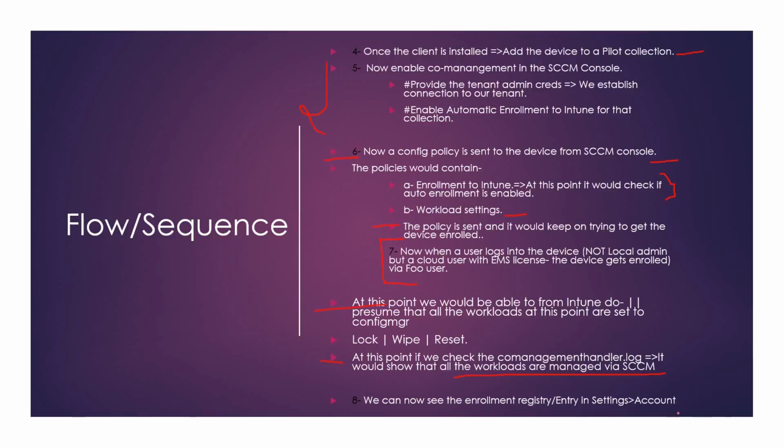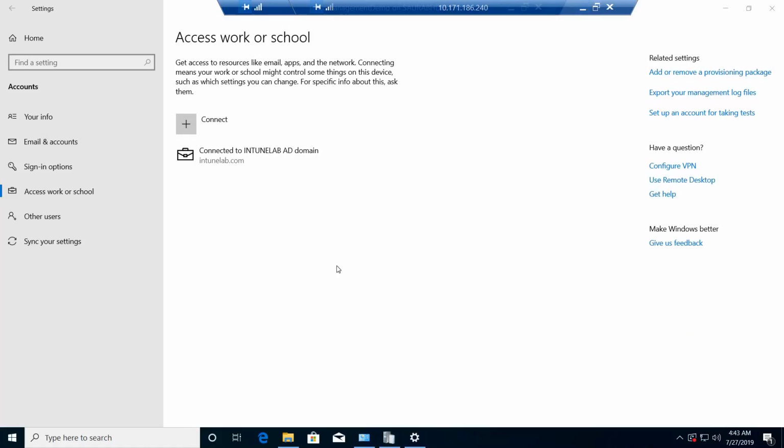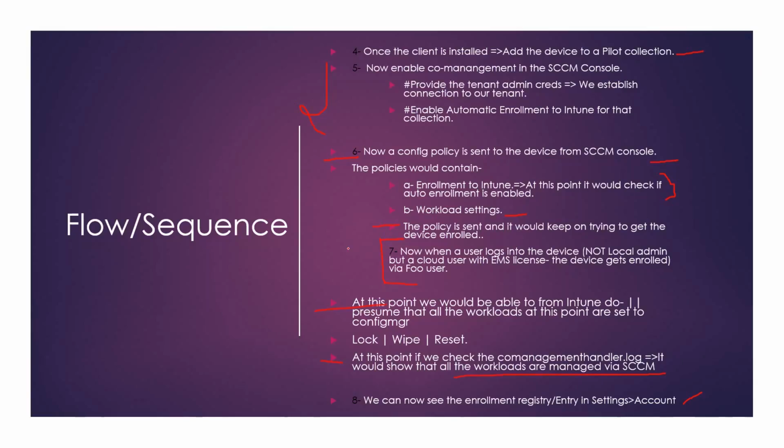And at this point of time, if we go to Access Work or School account, we can see the entry over there. And like we would in case of normal enrollment, if we go over Access Work or School, we can see the info button. If we click on the info button, we can see the Sync button, thereby implying that the device is enrolled to Intune. Okay, so far so good.